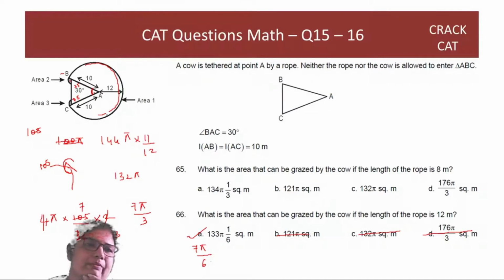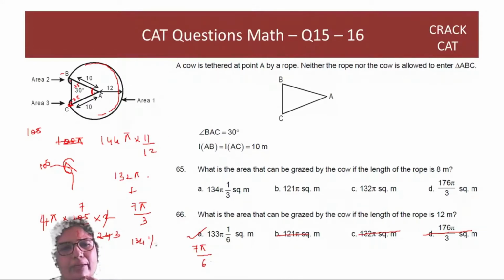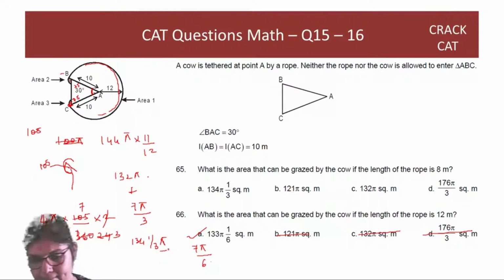Anyway, so this must be one problem with the CAT options, because this is clearly 105 and this 105 you'll have to double it because it's on both the sides. Radius is 2, so that's not a problem. So there's no real problem here. So the answer will be 132 plus 7 pi by 3, which is 134 1 by 3 pi. Yeah, great.